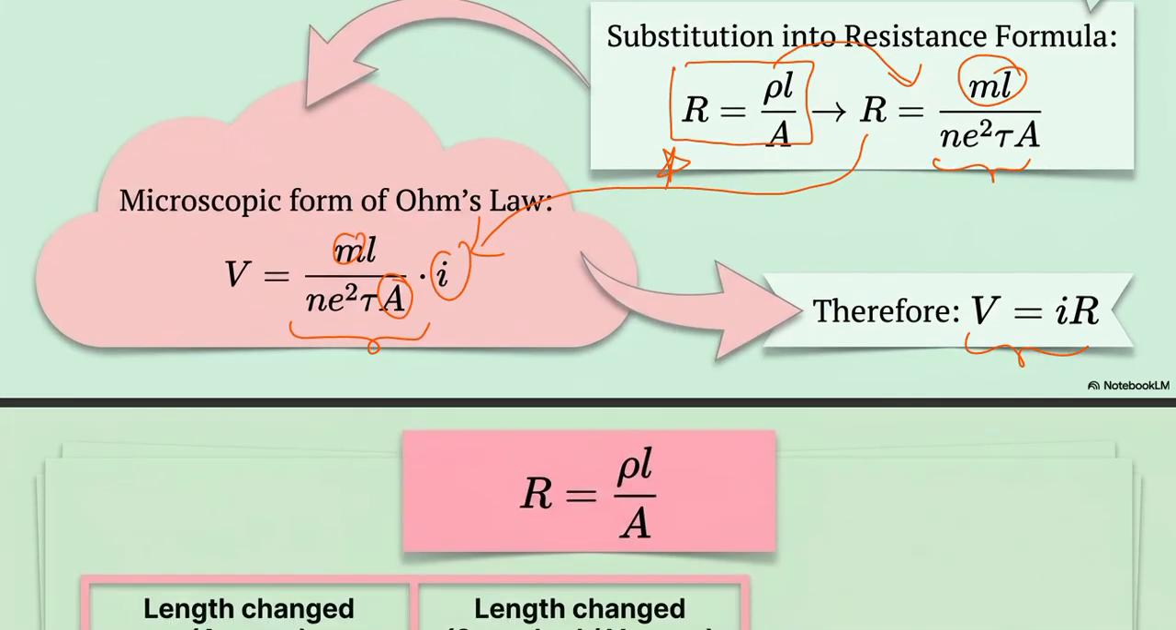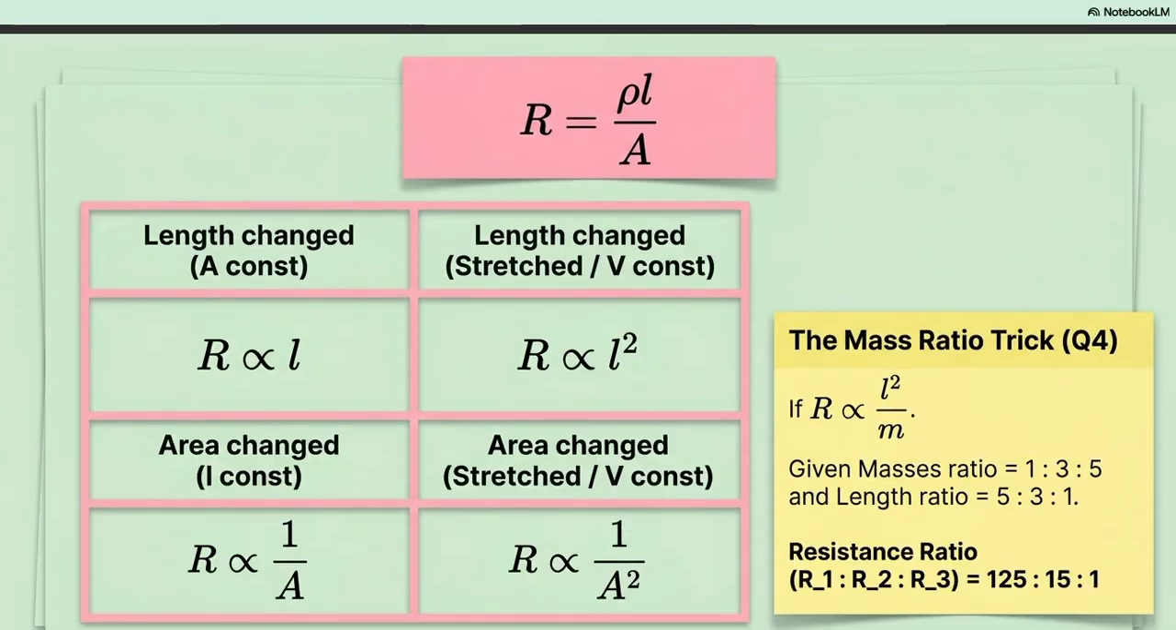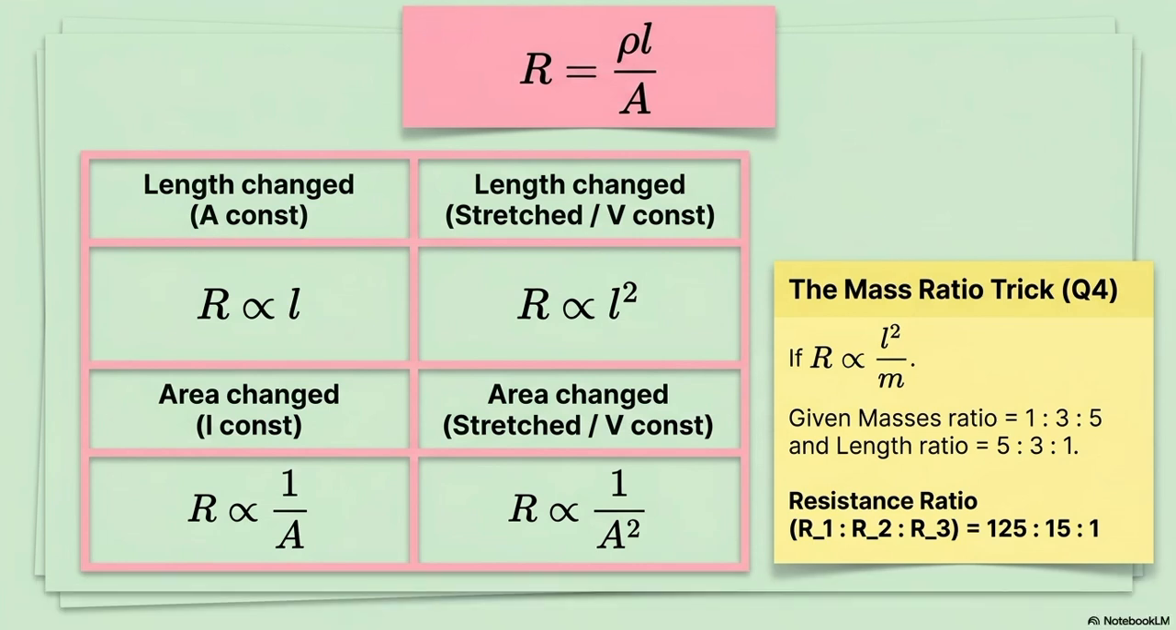Look at the next important relations of resistivity, length and area. The very important formula is R is equal to rho L upon A, where rho is resistivity, L means length of the conductor, A means area of the conductor. So resistance is directly proportional to the length and inversely proportional to the area. And this resistivity depends on the material and temperature.